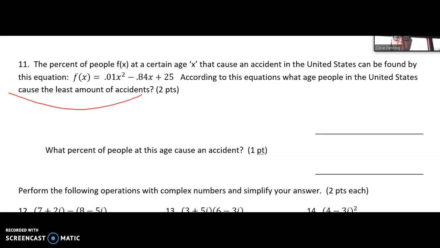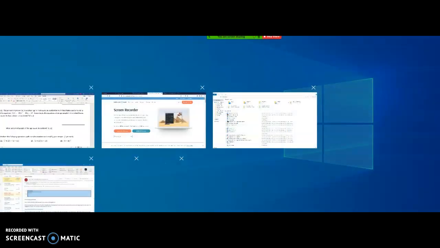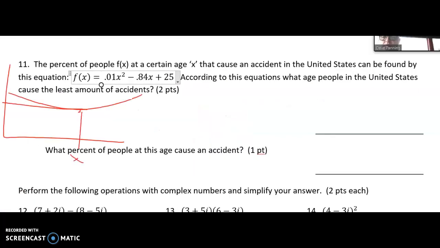What we want to do is find the age of the people that cause the least amount of accidents. So that's going to be the age x, and the percentage of those people that cause the accidents is going to be y. So that means we want to find the vertex. We can plug this into our calculator and find the minimum point that way, or we can just do negative b over 2a.